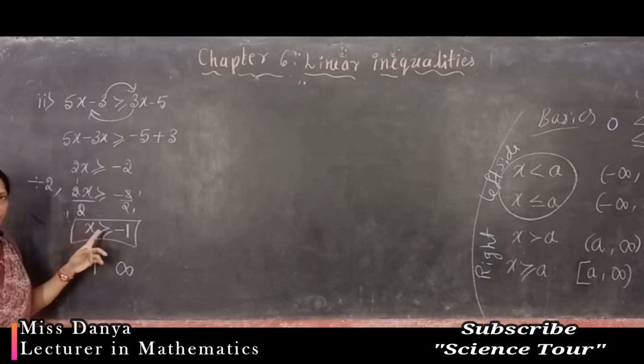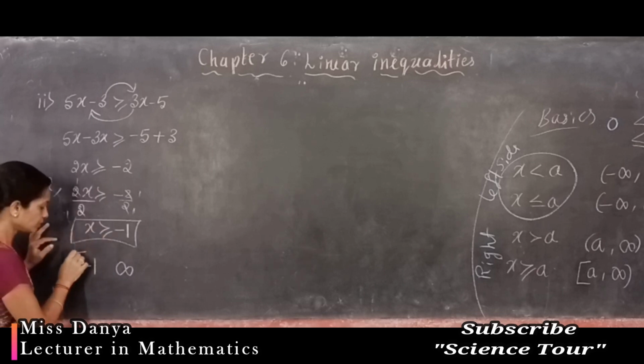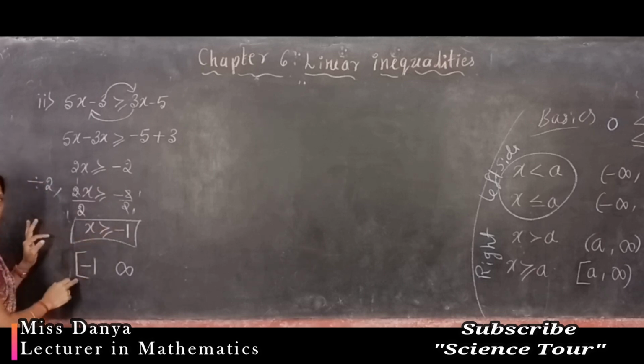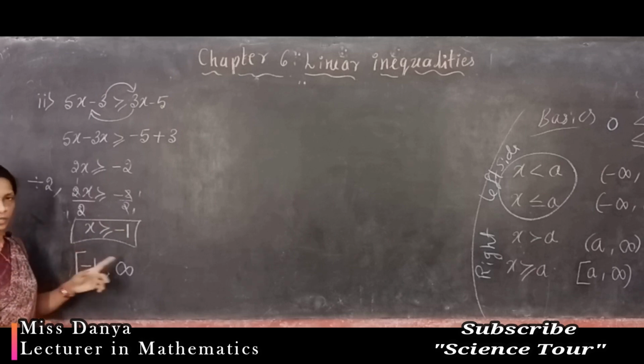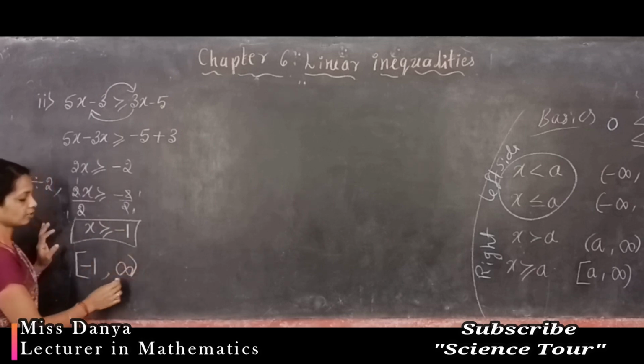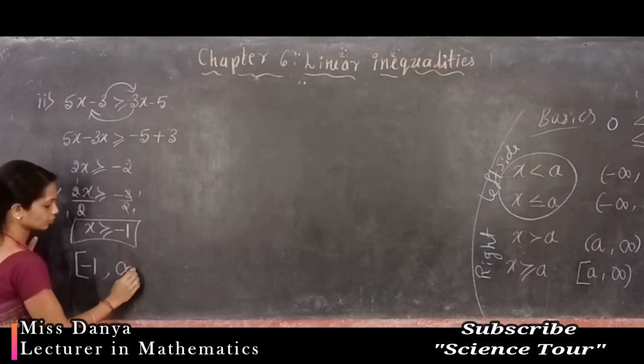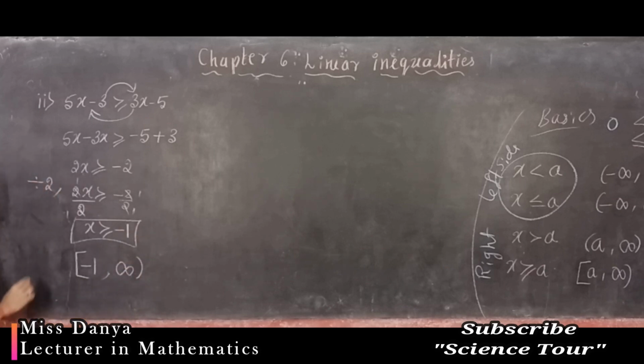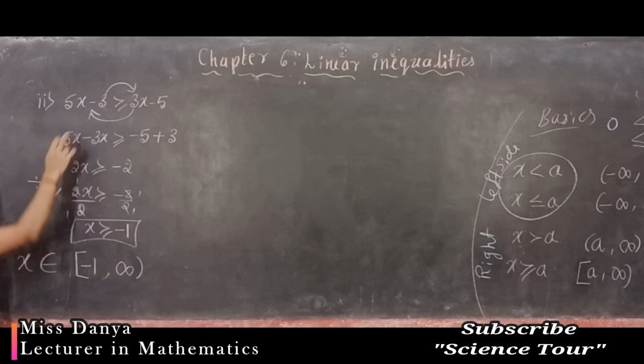And since you got a slack inequality here, you have to use a closed bracket on the minus 1 side and put a comma in between these two, and on the infinity side you always have to use an open bracket. Okay, so here open bracket. This is the solution of this inequality.